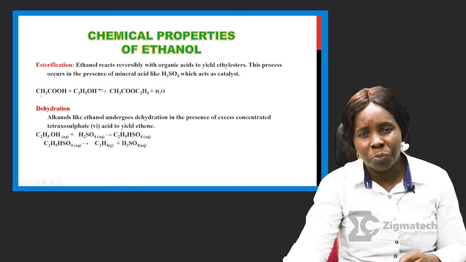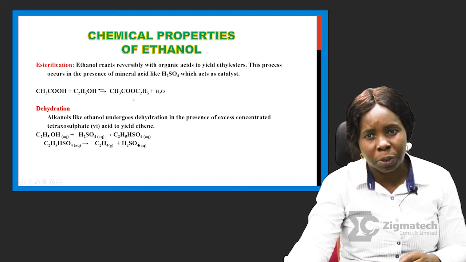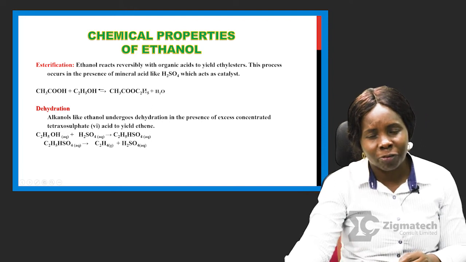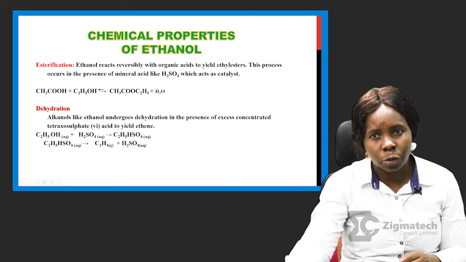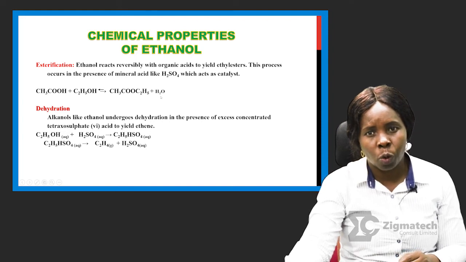Maybe they may give you methanoic acid and ethanol. So the methanoic acid part should come first, then the ethanol part. In our example, we call this part first, ethyl ethanoate. That is the ester that is formed, plus water.